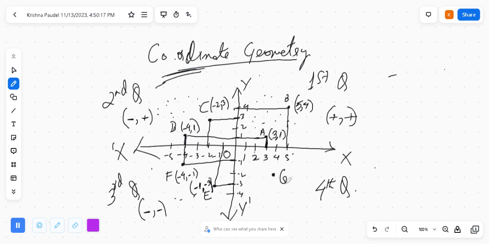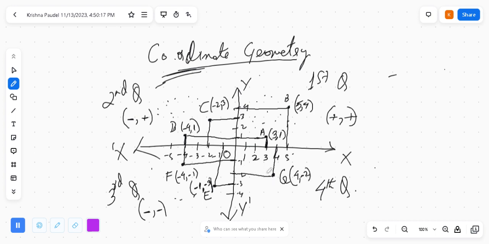Let's name this point as G. And if I want to know the position of this point, what I have to do is drop a perpendicular from this point onto the x-axis, which is 4, and drop a perpendicular onto the y-axis, which is -2.